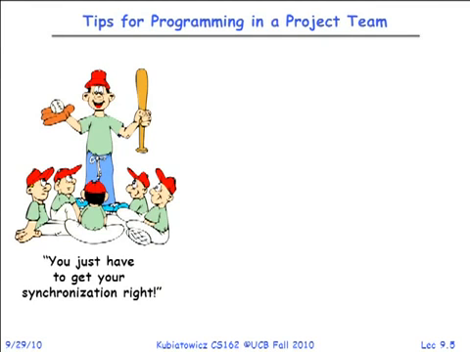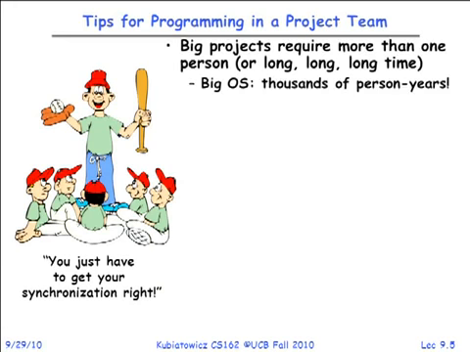And the problem is that you've got to deal with the fact that every person is a little different and communicates a little differently. So big projects require more than one person. If you look at a big operating system, there's thousands of person years involved. I told you about 60 million lines of code in Microsoft Vista. That's a lot of code. That's a lot of people tearing their hair out or drinking coffee at Microsoft to make this work.